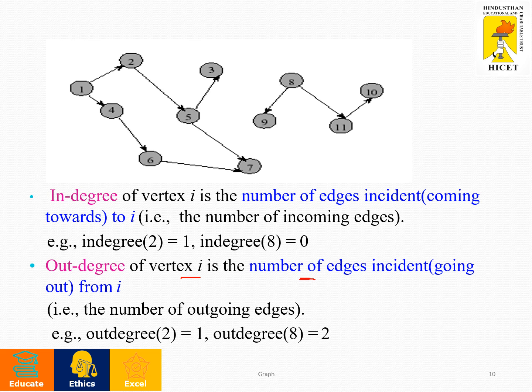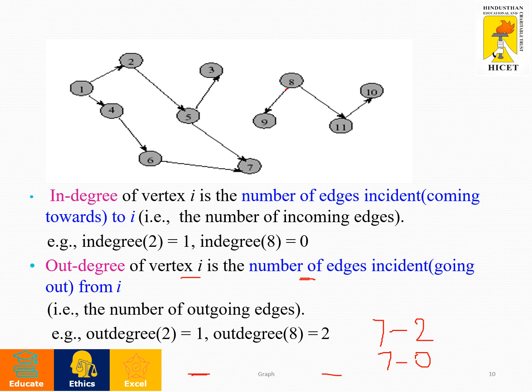Similarly, you can easily find the out degree. Out degree means number of outgoing edges. You can see here out degree of 2. How many edges go out from 2? It is only one edge. So out degree of 2 is 1. Similarly, out degree of 8. How many outgoing edges here? 1 and 2, so 2 edges. Same way, if you consider the in degree for 7, that is 2, two incoming edges. Similarly, out degree for 7 is 0. No outgoing edges.